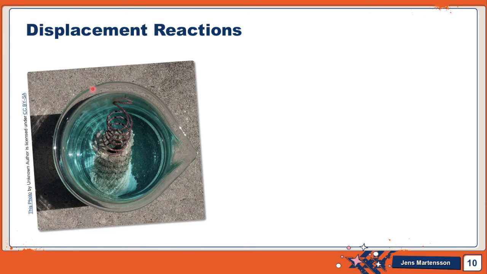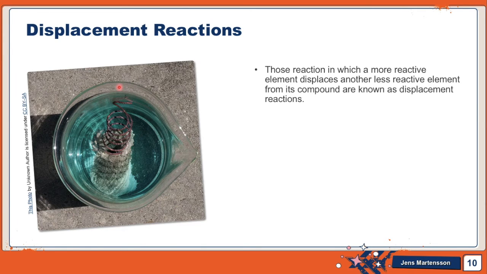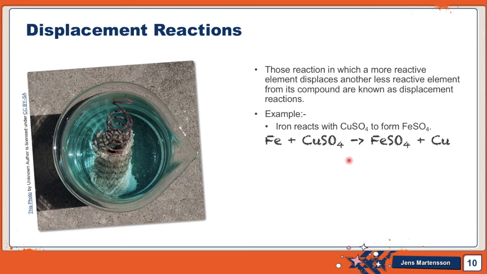So these are displacement reactions. Those reactions in which a more reactive element displaces a less reactive element from its compound are known as displacement reactions. So let's see examples of them. Iron reacts with CuSO4 to form FeSO4. This is the picture of iron reacting with copper sulfate. This is the reaction. Fe plus CuSO4 gives FeSO4 plus Cu.